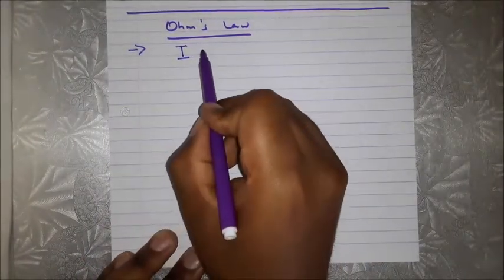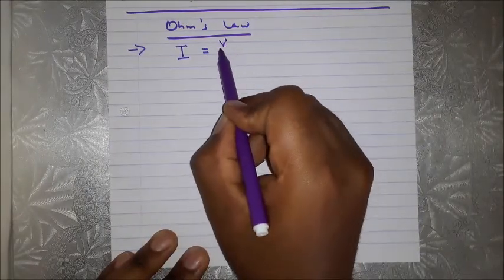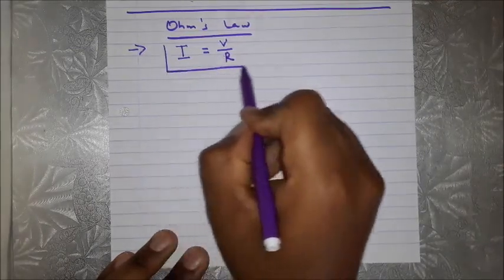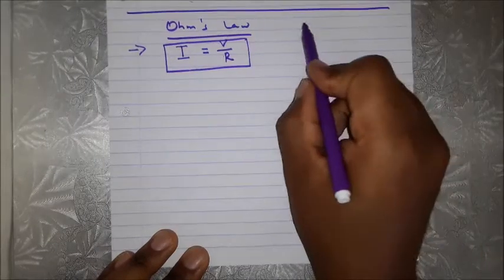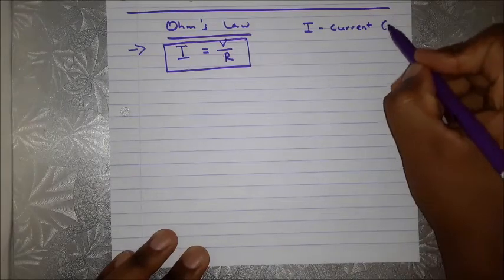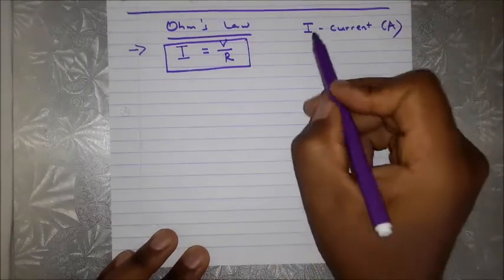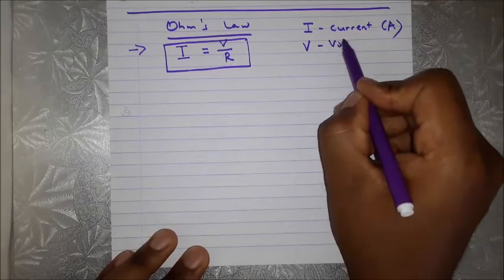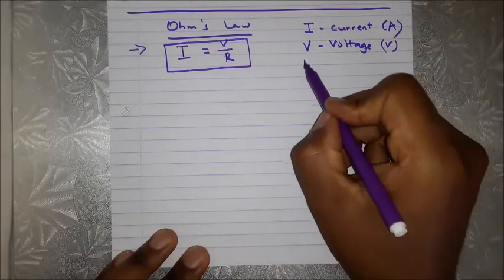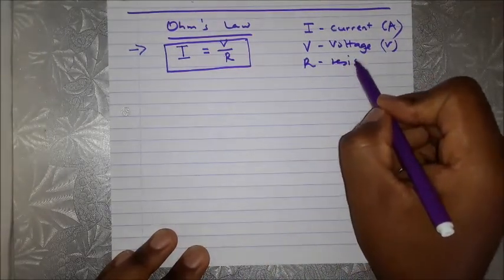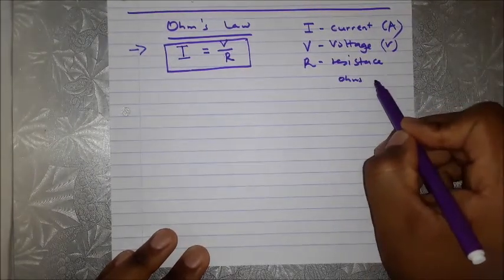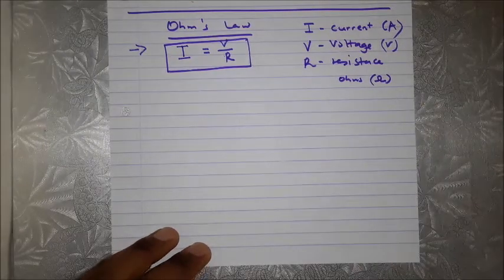is actually written as I equals V, which is potential difference or voltage, divided by R. We know that I is current, and current has units of amps, and then V is the voltage. It has units of volts. And then R is a resistance. It has units of ohms. But the symbol we use is this right here.